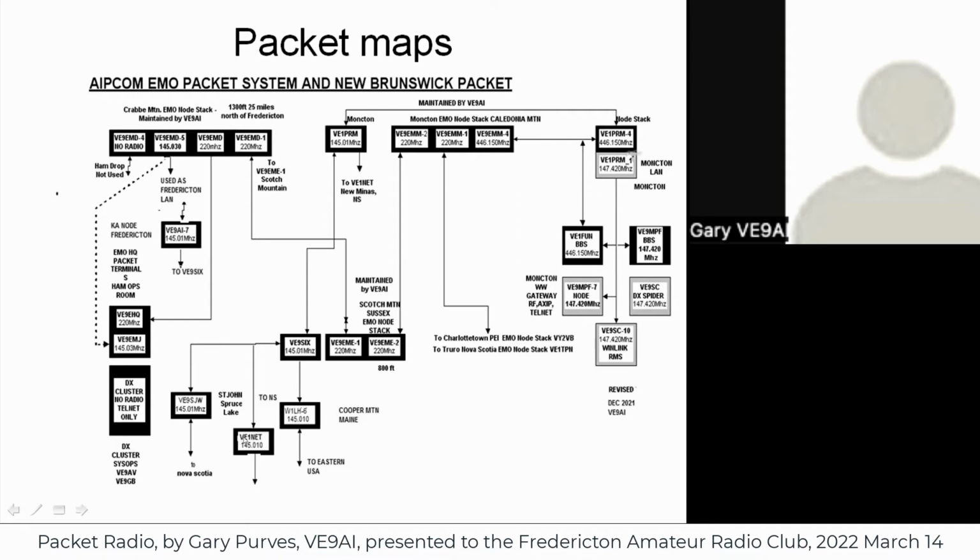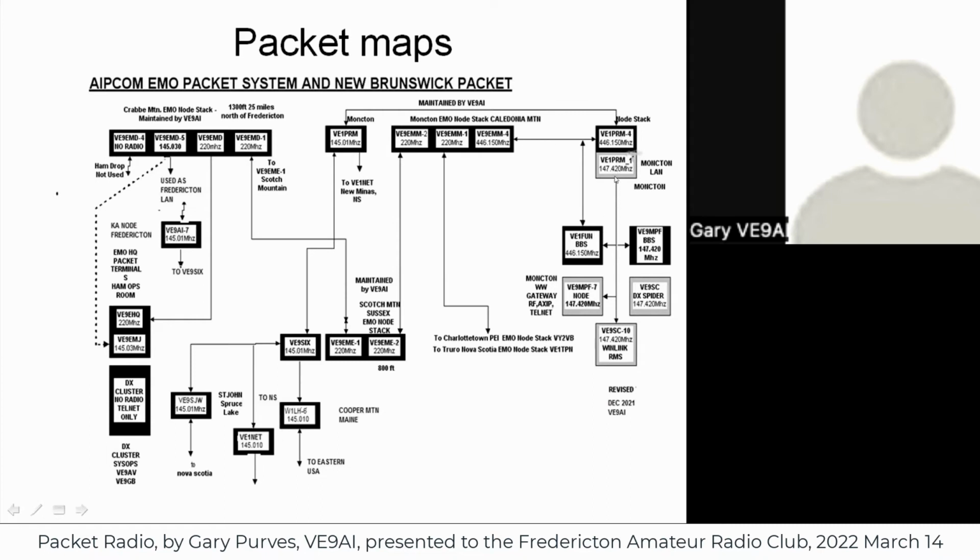And you can also go to VE1NET over in Nova Scotia, so this node will see that. It also sees, most of the time, W1LH-6 over in Cooper Mountain, Maine, and there's a lot of packet down through Maine. But then this connects over to Moncton or Caledonia Mountain. This is the node stack in there at 220, and then it branches off to a UHF frequency and goes into the local stuff in Moncton here.